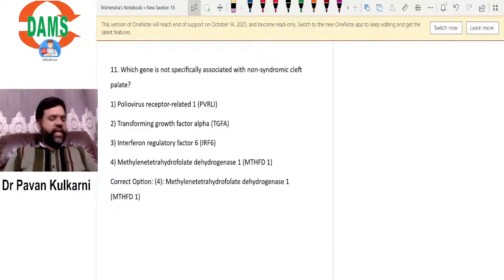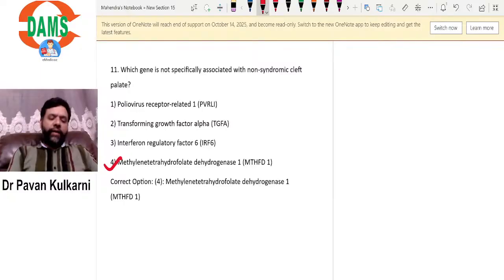Which gene is not specifically associated with non-syndromic cleft palate? All of us know that there are cleft palates which can become syndromic or non-syndromic. So which is not associated with the non-syndromic? PVRL1, definitely yes, it is associated. TGF alpha, yes, it is associated. IRF6, yes, it is associated. MTHFD is not associated. Remember, this we have discussed also. This is a very important one.